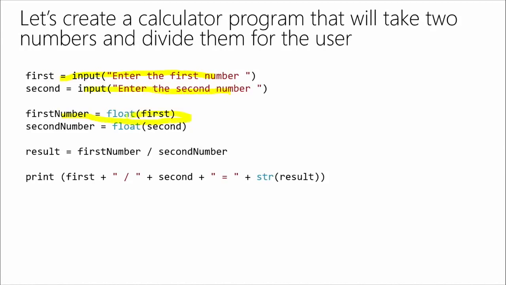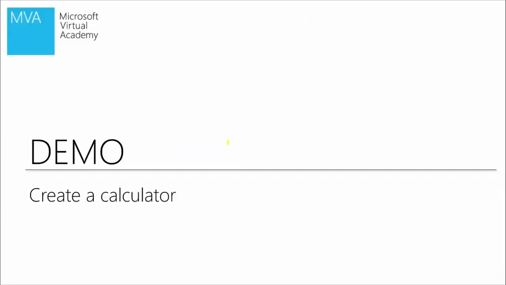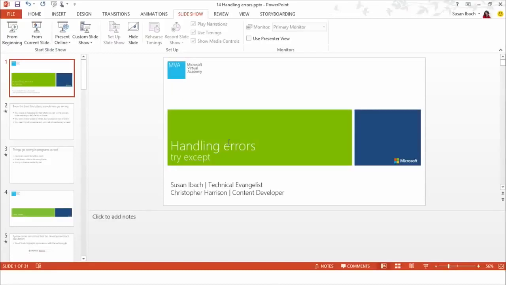I convert those to numeric values because input returns what data type, Christopher? Wait, I know this. String. String, correct. So I convert them to numeric data types so that I can do math with them. Then I calculate a result, which is the first number divided by the second number. If I execute this code, it's going to work. I test it, 6 divided by 2, 3.0, everything's looking great. Until we start messing with it.